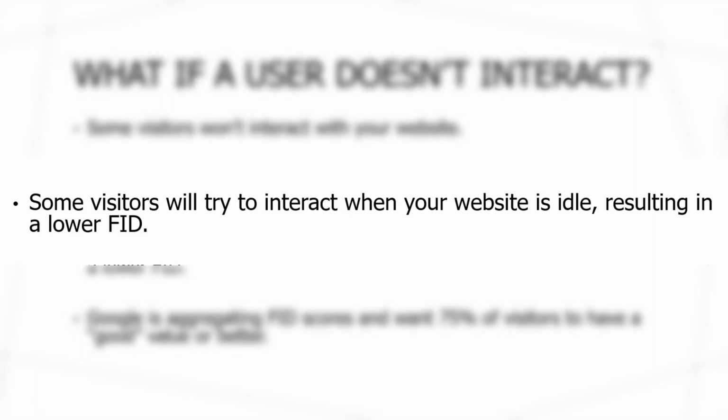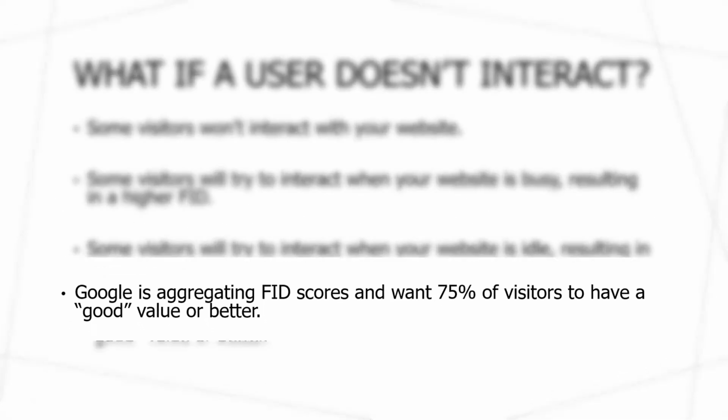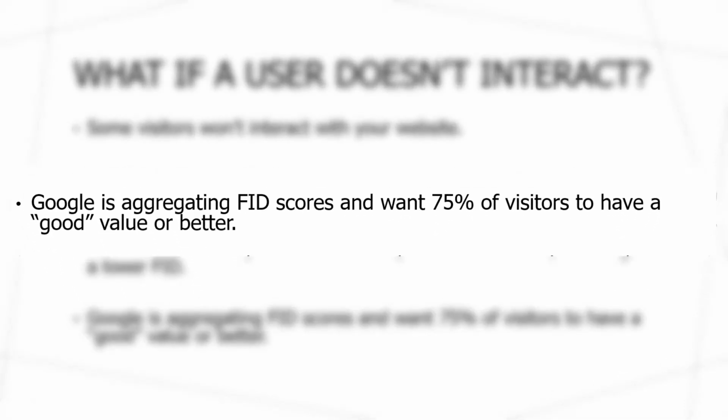And in that state, you're going to get a lower FID because your website is going to be able to respond right away. So because of all of these differences in how people interact, Google aggregates the FID scores across everybody who's visiting your website. And they're wanting about 75% of visitors to have a good value for FID. So you don't need to aim for everybody to have an FID of less than 100 milliseconds. You want to aim for 75% of your visitors to have an FID of less than 100 milliseconds.